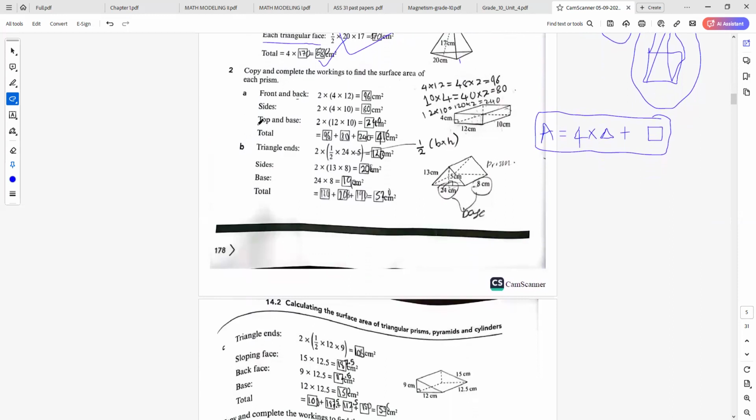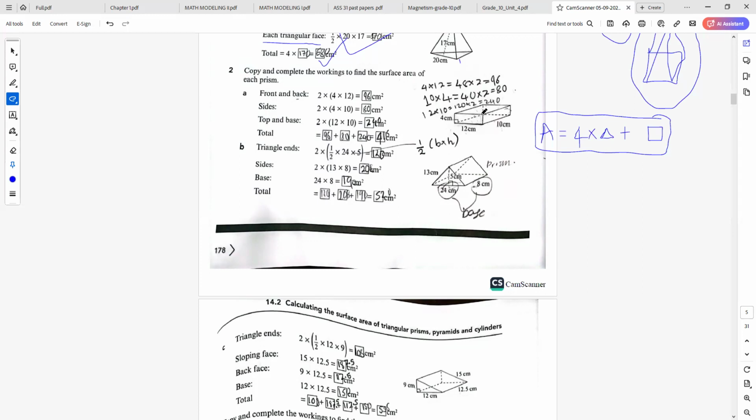Now we will move to the second question. Copy and complete the workings to find the surface area of each prism. Front and back. If it is a prism like this, here we have six rectangular faces, but they are not identical to each other. Opposite faces are identical, but the rest are different.